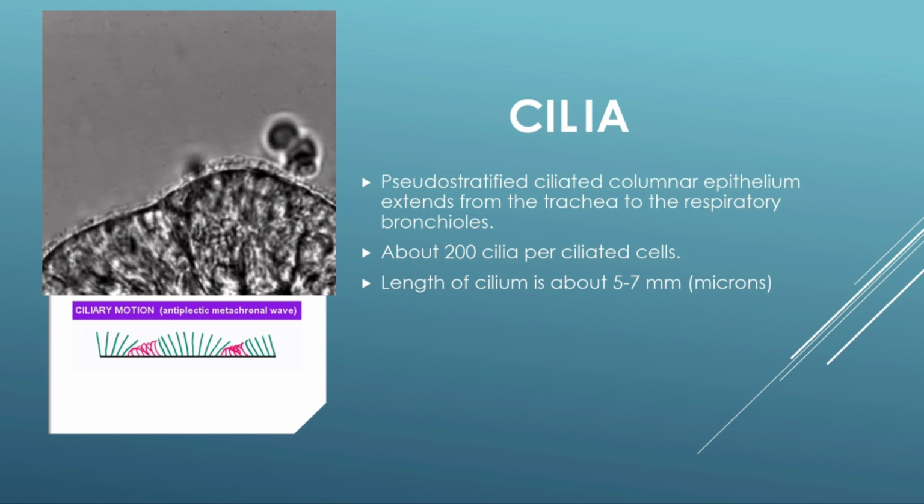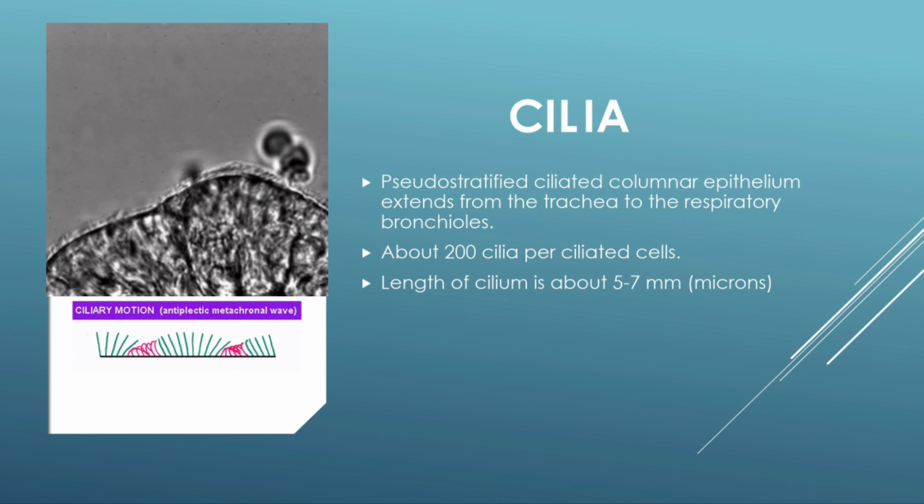So now let's talk about the cilia, which are found on top of the pseudostratified columnar epithelium. This extends from the trachea to the respiratory bronchioles, and there are about 200 cilia per ciliated cell, and the length of a cilium is about 5 to 7 microns.